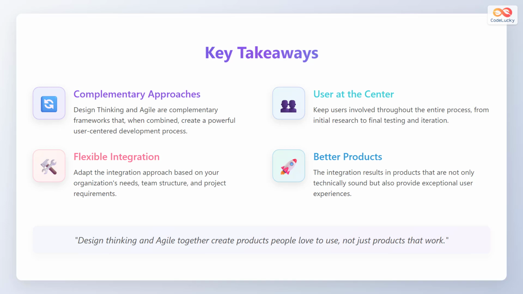Here are the key takeaways to remember. Design thinking and Agile are complementary frameworks that, when combined, create a powerful user-centered development process. Always keep the users involved throughout the entire process, from initial research to final testing and iteration. Adapt the integration approach based on your organization's needs, team structure, and project requirements. Remember, this integration results in products that are not only technically sound, but also provide exceptional user experiences. Design thinking and Agile together create products people love to use, not just products that work.